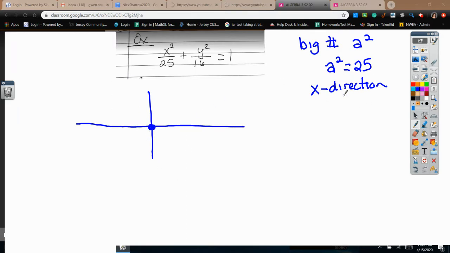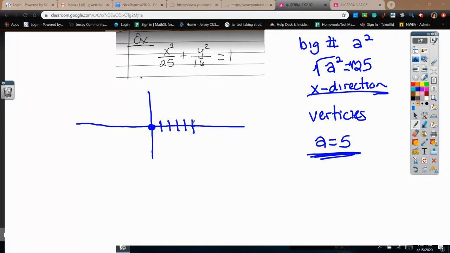Okay, so the x direction, we need to figure out where the vertices are. And the vertices are at the end of a. So we're going to square root both sides, and a equals 5. So I'm going to count 5 in the x direction, and those are my vertices. So my vertices are going to be 5, 0, and negative 5, 0.